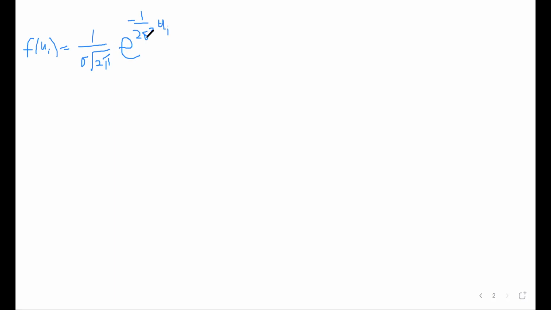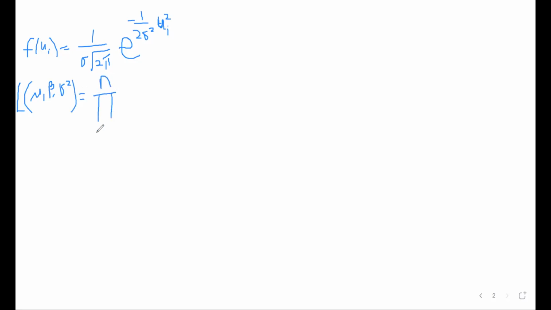Okay, it's supposed to be UI minus its mean all squared, but the mean of UI is 0, right? So UI squared. I'm sure you are familiar with this PDF. So the likelihood function is the joint PDF. But the joint PDF is just a product of the marginals because we assume that the U's are independent. So the likelihood function is just a product up to n.